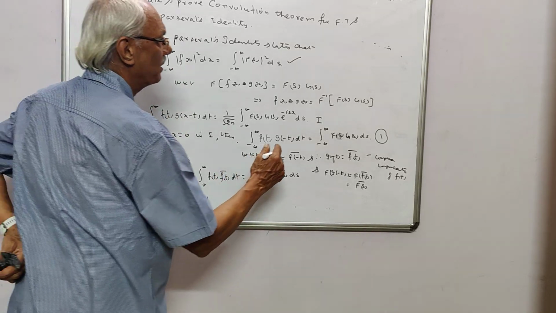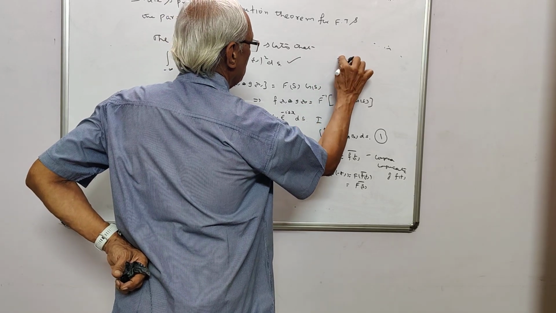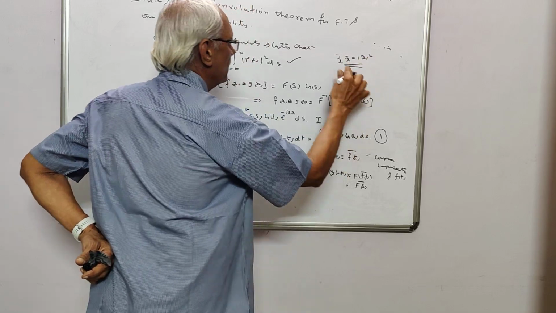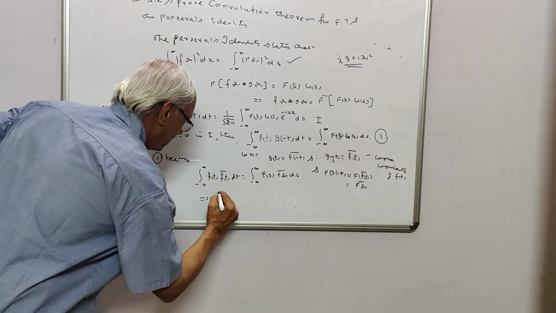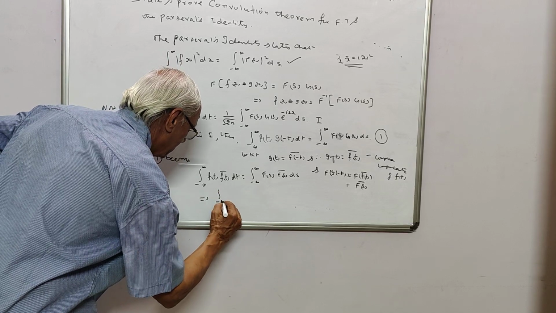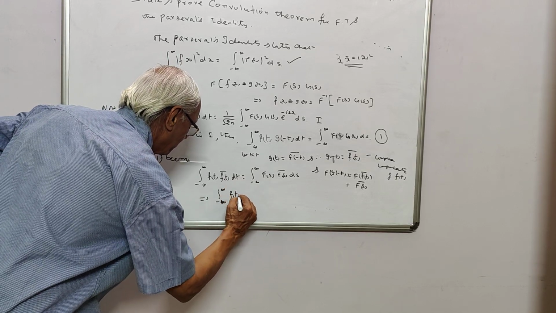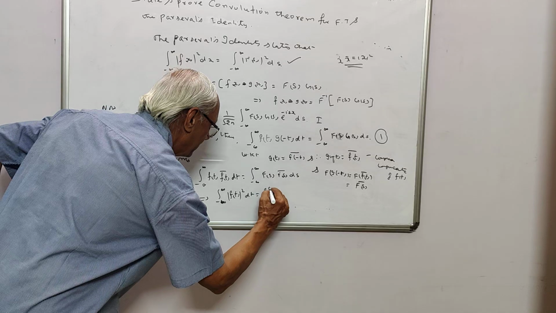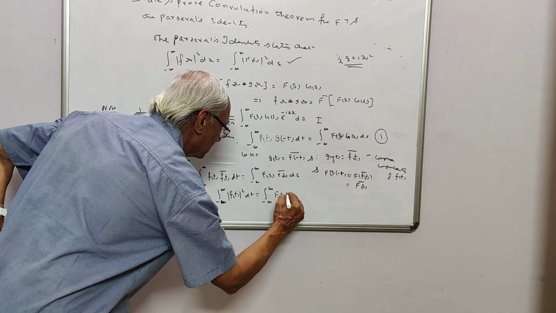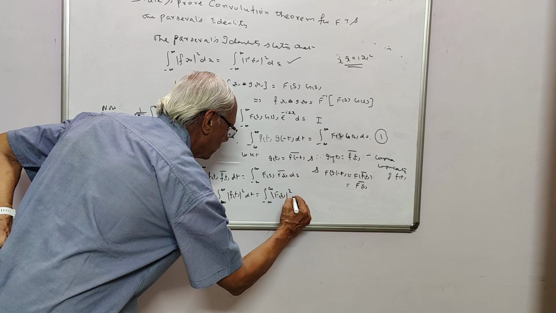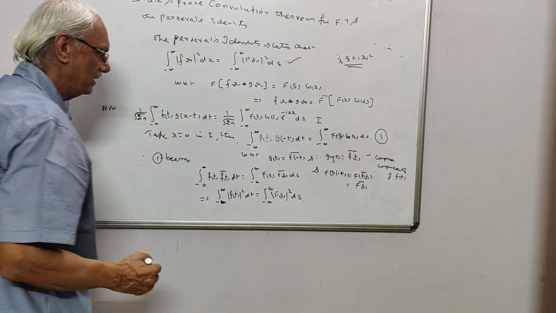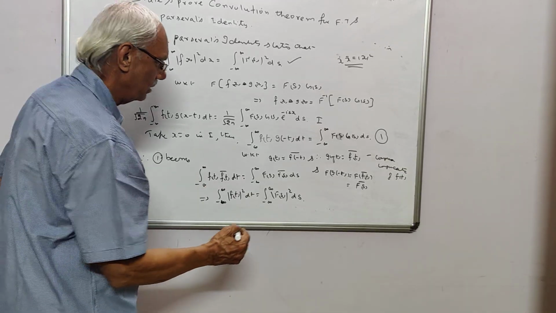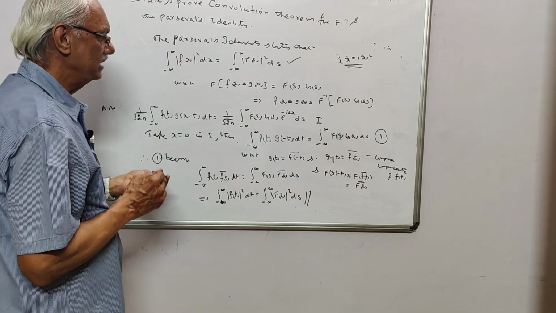Now f of t into f of t bar will be equal to, like x into x bar is modulus of x squared. So this is nothing but the integral from minus infinity to plus infinity of modulus of f of t squared dt is equal to the integral from minus infinity to plus infinity of modulus of f of s whole squared ds. Even if f of t or f of s is negative, you have to take it only as positive. So this is your Parseval's theorem. So we have proved this Parseval's theorem.